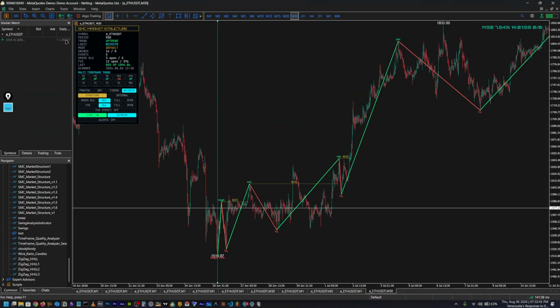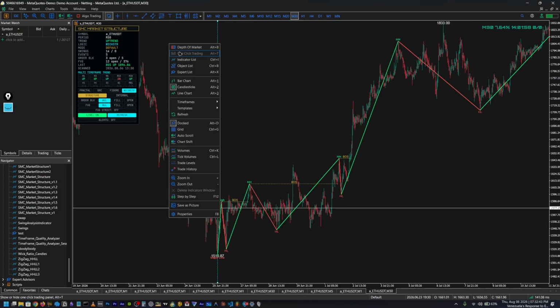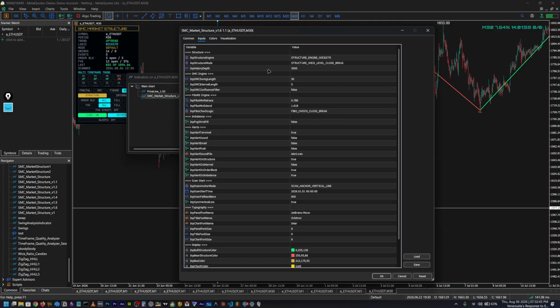First of all, I'm going to show you that in this indicator there are many options. Here you can see we have three engines: fractal, SMC, and wick str. I'm going to explain what these are. There are also four conditions for structure breaks, where the modes are wick level close break, wick level wick break, close level cross break, and body line chart. So what are these? We will discuss.